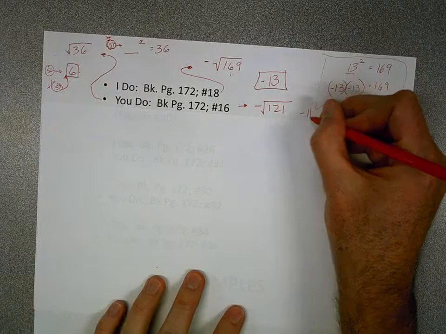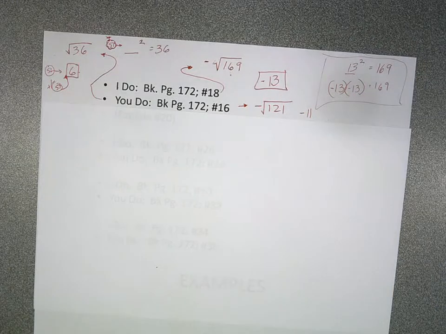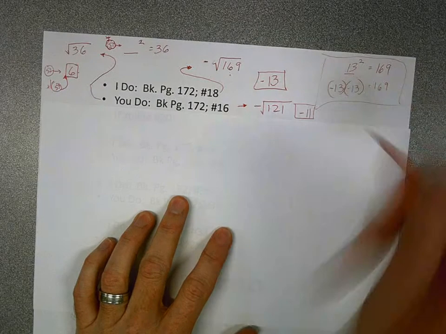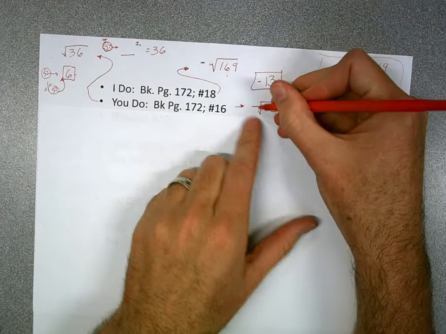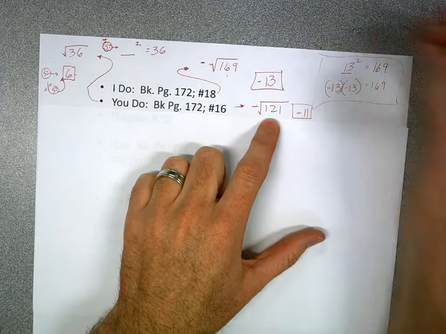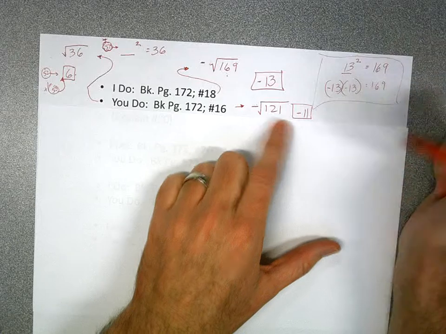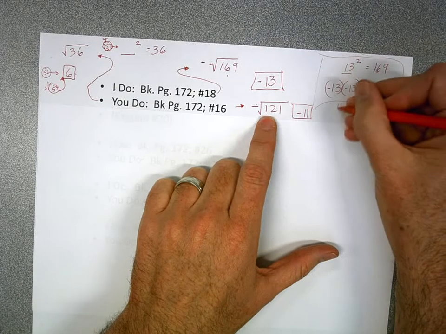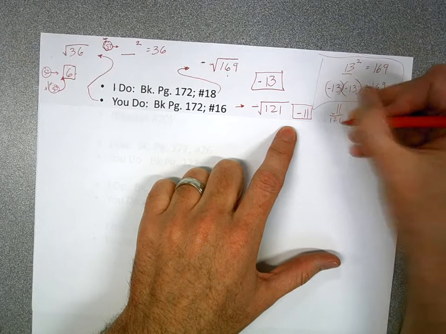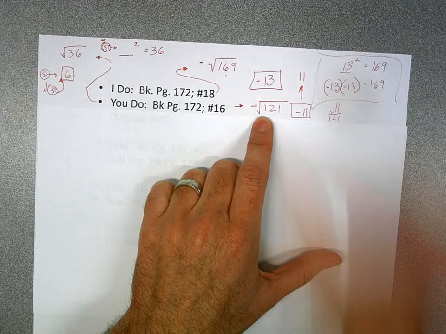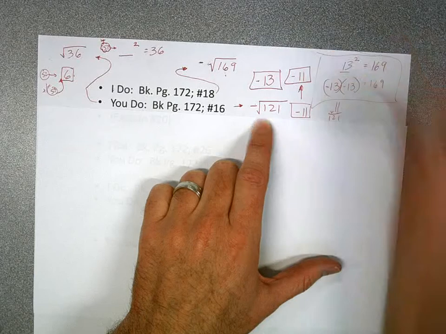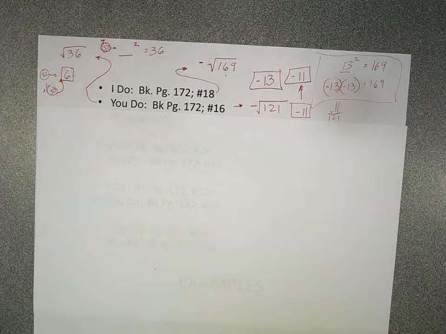Negative 11. All right. Agree, disagree? Negative 11. Okay. Well, let's check it out. They're asking for a negative square root. So you're asking yourself, what squared is 121? Well, 121 is 11 times 11. So that means, of course, yes, 11. Don't forget your negative, negative 11. All right, so questions on that one?